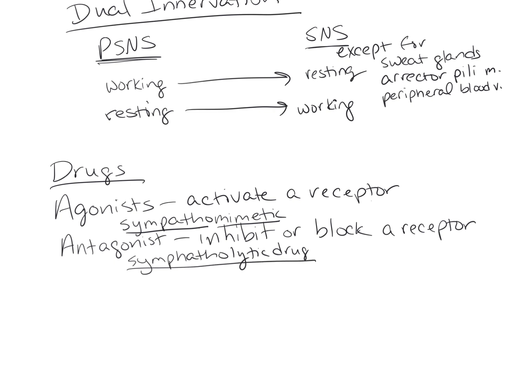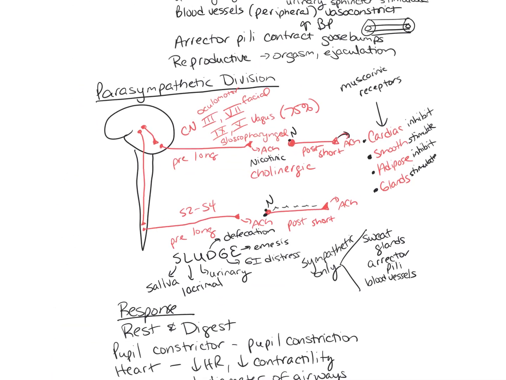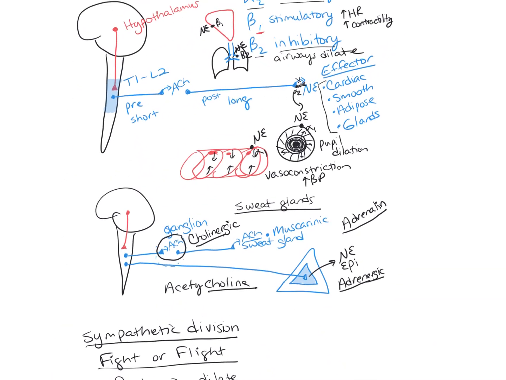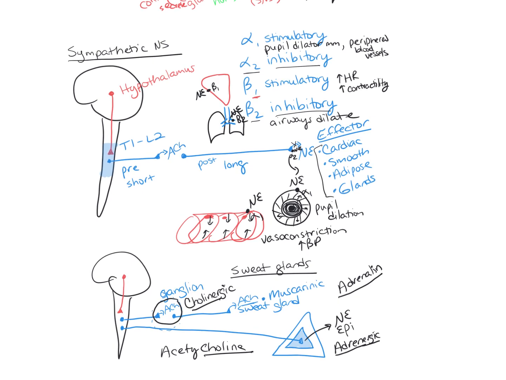So if we go back up and look at our sympathetic nervous system, here's our sympathetic nervous system. An agonist would activate any of these receptors. It would activate the alpha-1 receptor, the alpha-2 receptor, the beta-1 or the beta-2 receptor. By activating them, they'll be able to do their job.